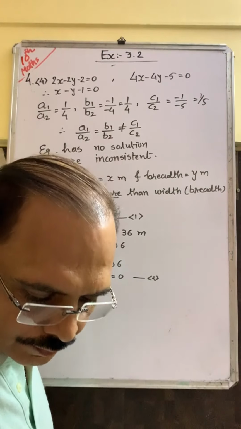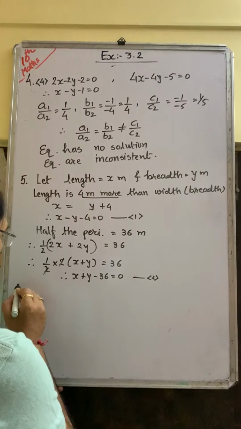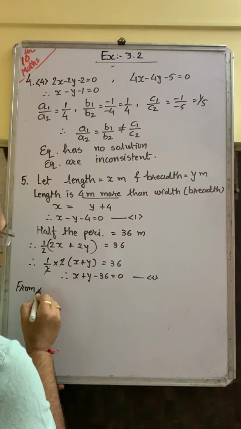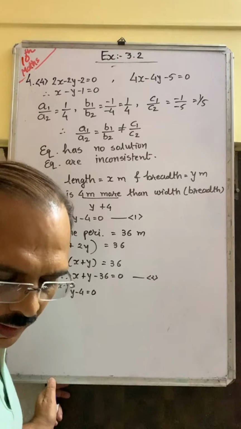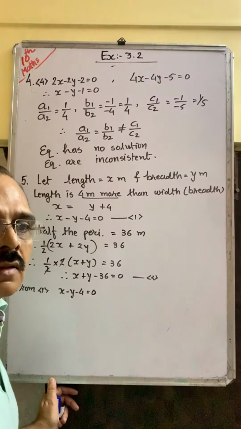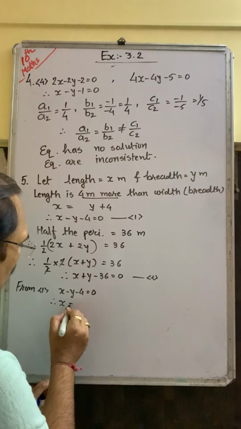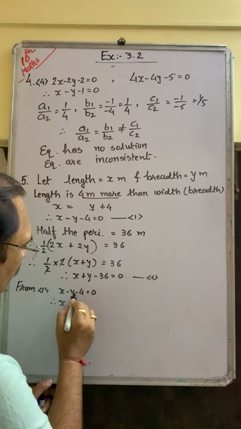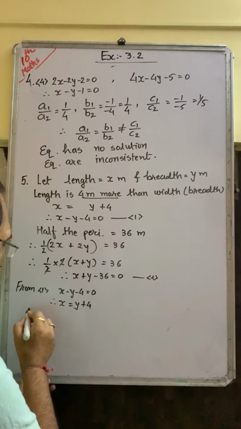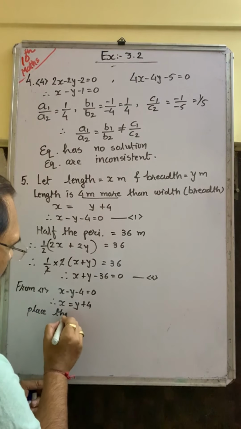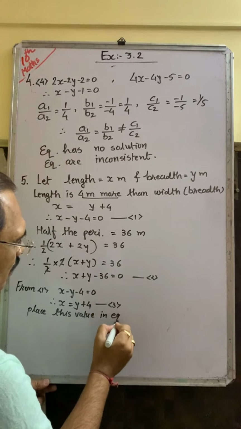Now you have to do what? Find the dimension of the garden. Means find length and breadth. See, from 1, x minus y minus 4 equals to 0. I apply easy method without drawing graph, because here it is not given that draw the graph. So x equals to what? Take this 2 term other side, minus y will be plus, minus 4 will be plus 4. Okay, now place this value of x in equation number 2. Place this value, call it number 3, in equation 2.